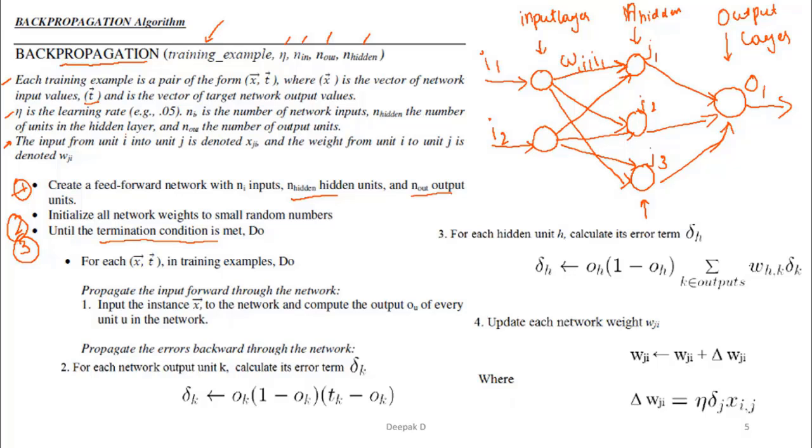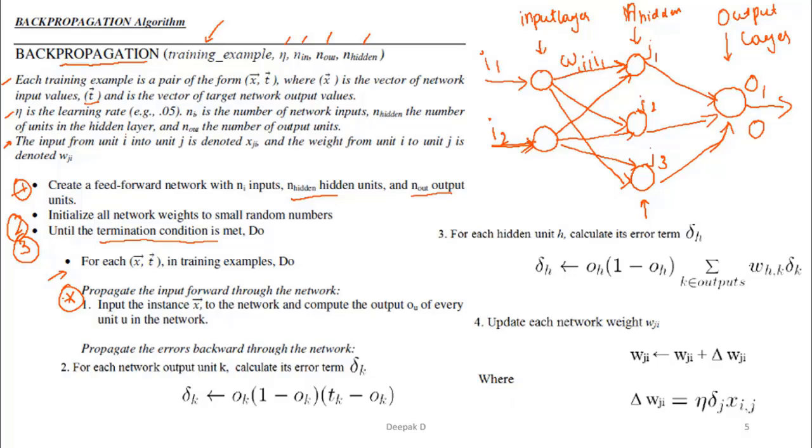The first step with respect to this loop is, for each and every training example you need to follow the first step. The first step is you have to propagate the input forward through the network. Means you have to propagate the input instance, which is denoted as X, through the network and compute the output.